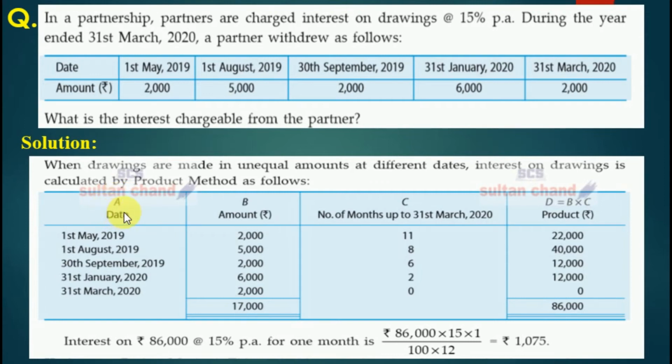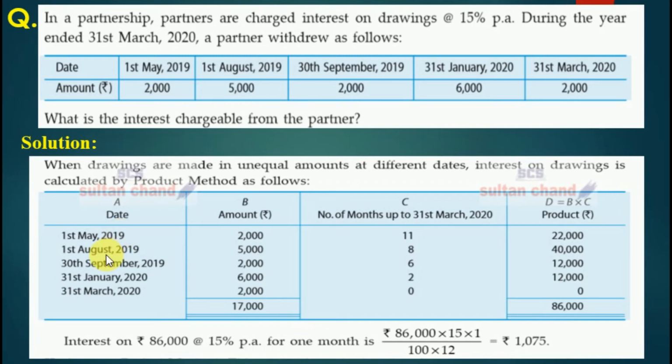The first column shows the date on which the drawings are made, and the second column shows the amount withdrawn. The third column depicts the number of months the amount remains outstanding to the business. For example, the first drawing was made on 1st May 2019, so the number of months outstanding is 11, that is from May 2019 to March 2020.